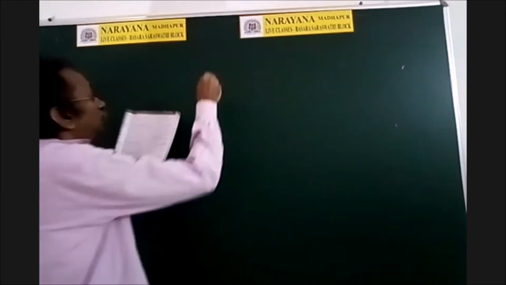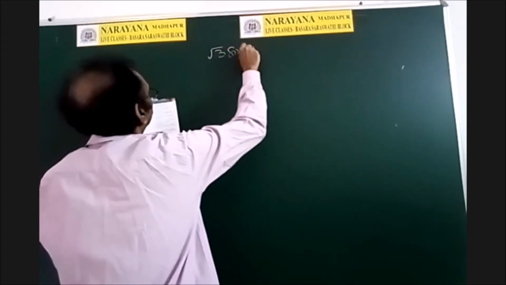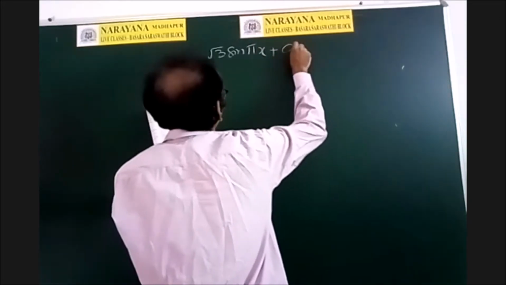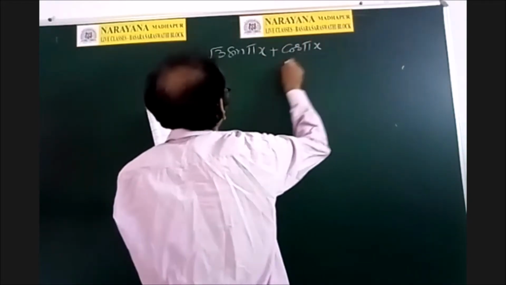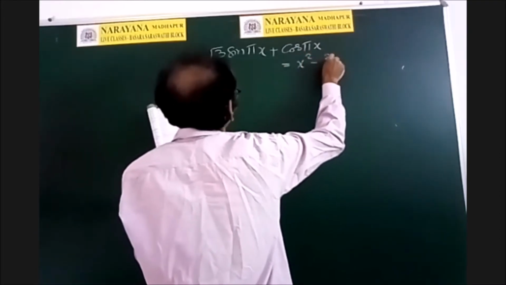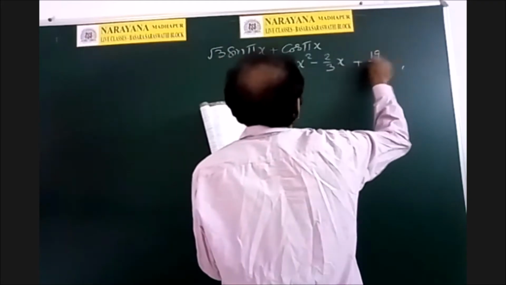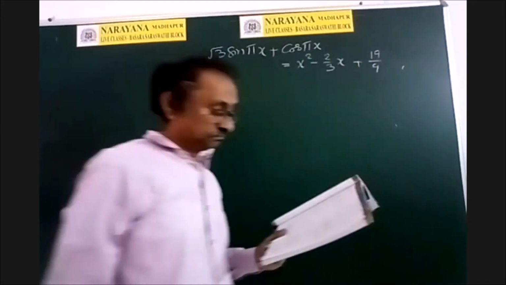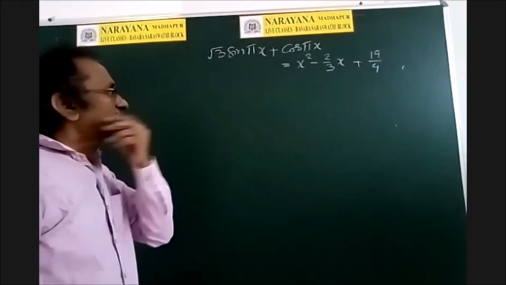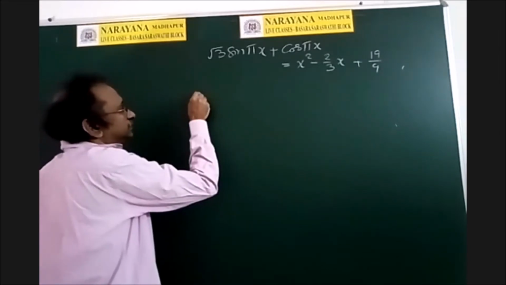If root 3 sin pi x plus cos pi x is equal to x square minus 2 by 3 x plus 19 by 9, and x is equal to what? That is the question. See, in the left hand side, what is the range of the left hand side?